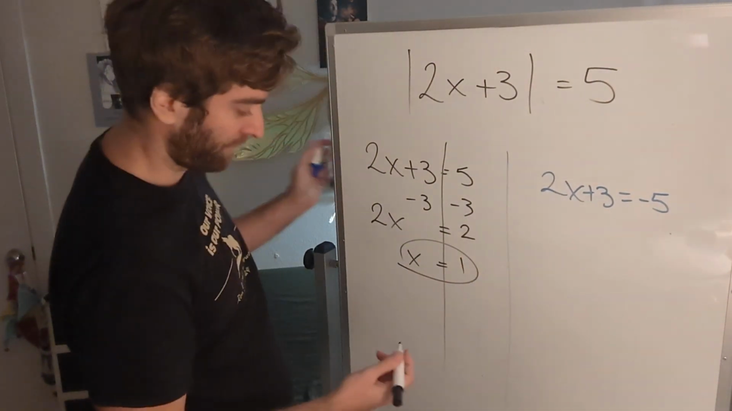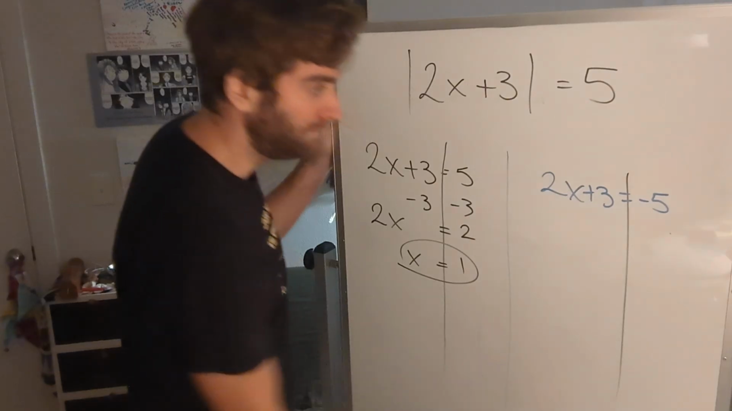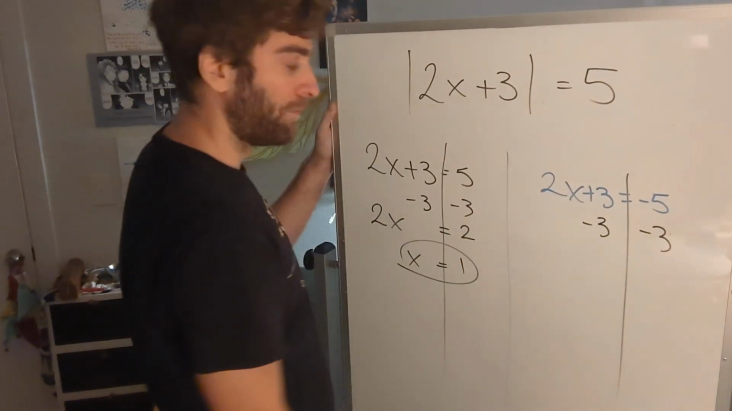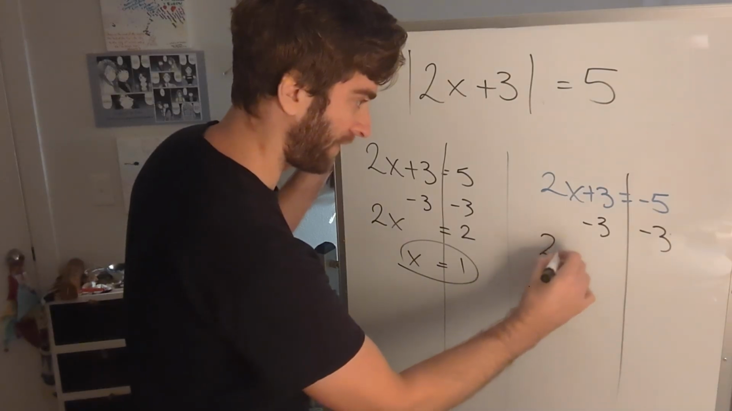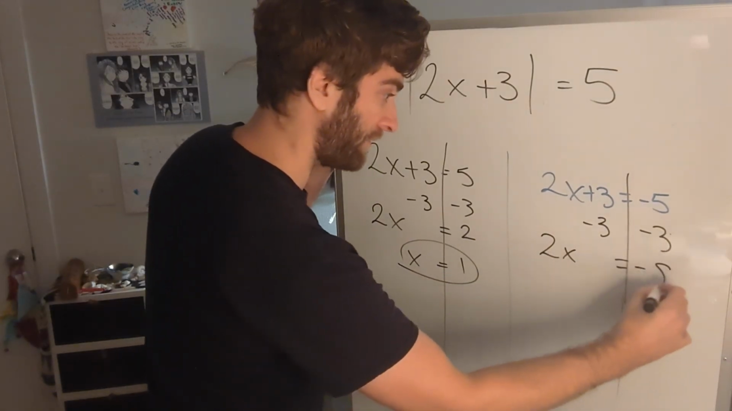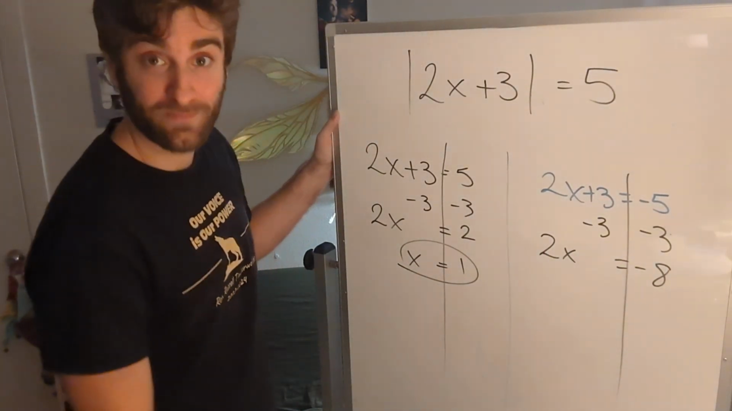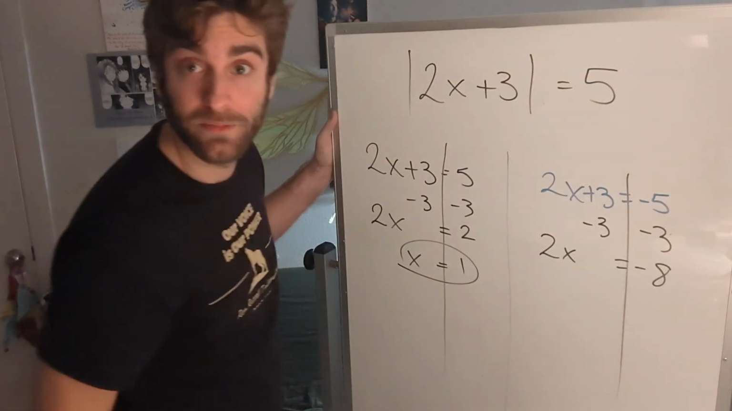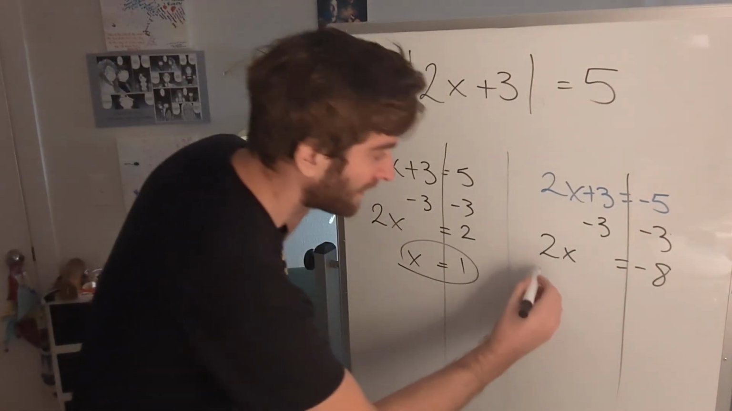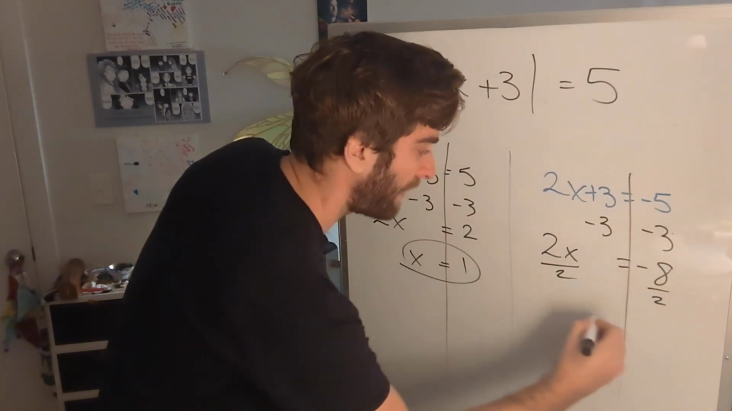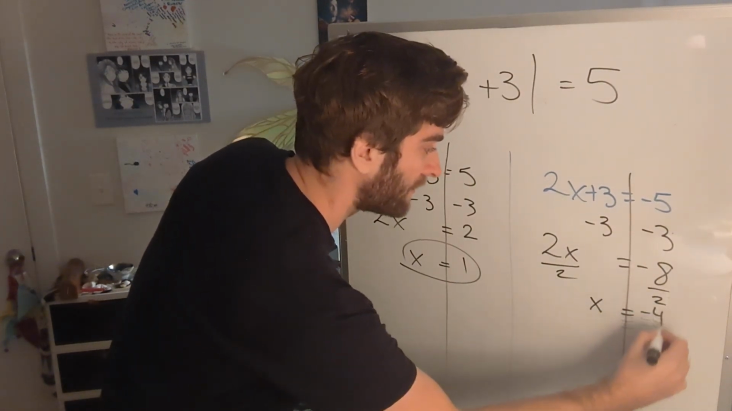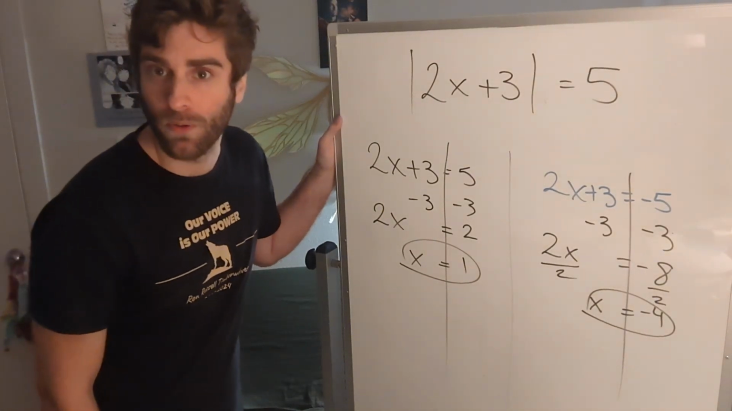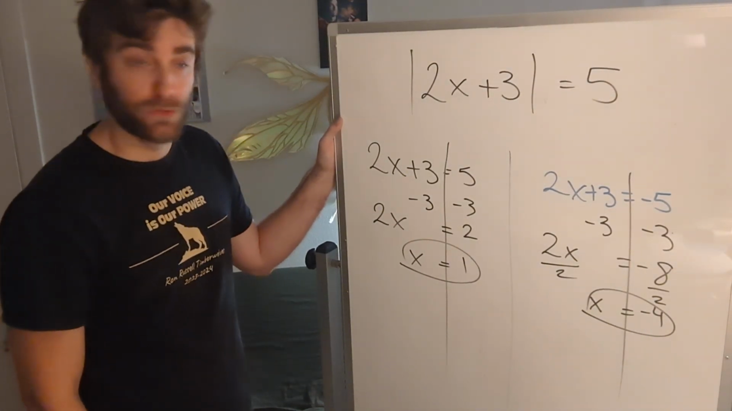Now let's do the other side. Same thing, we're going to take away 3 from both sides. That's going to give us 2x is equal to negative 8. Remember, when you subtract a number from a negative number, you get a bigger negative number. Last thing we do is we divide by 2, and we get x is equal to negative 4. So there we go. There are both of our solutions.